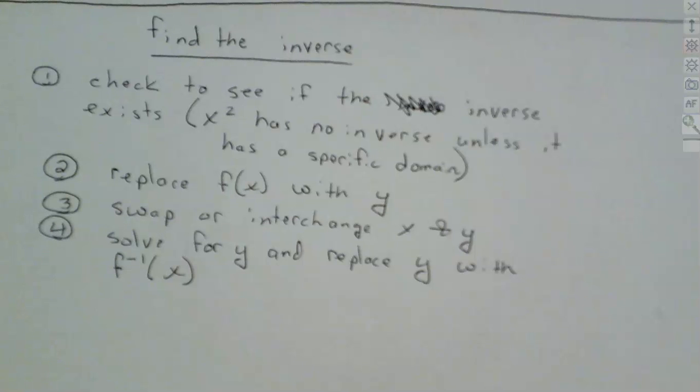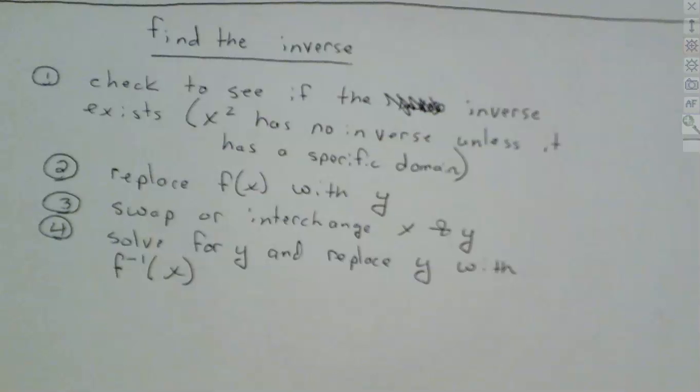So check to see if the inverse exists. Now most of these have an inverse, and most of the time that inverse exists. There are a few exceptions with the x squared, right? Because the squaring function fails the horizontal line test.